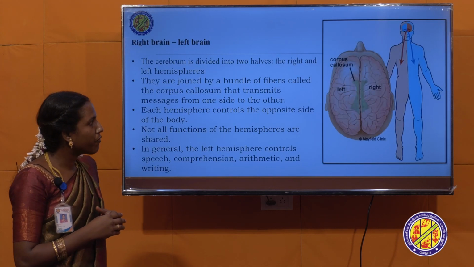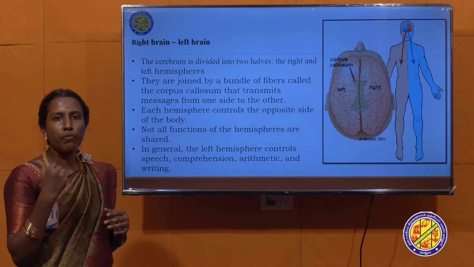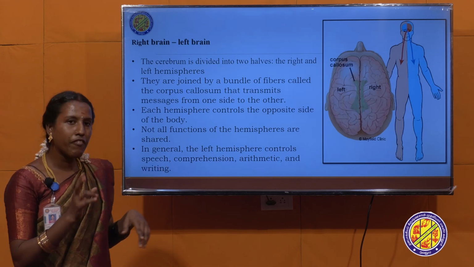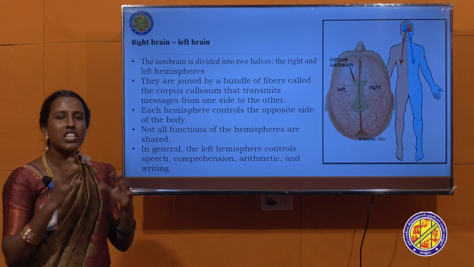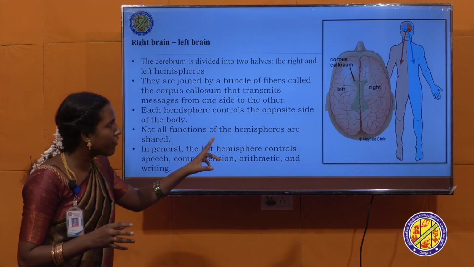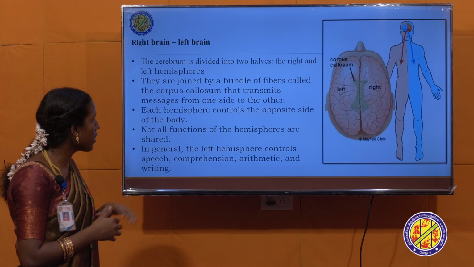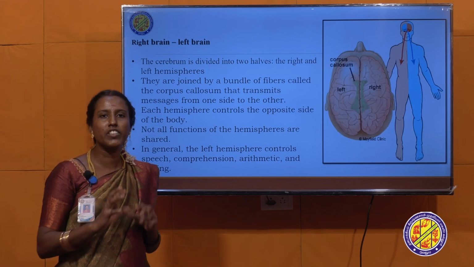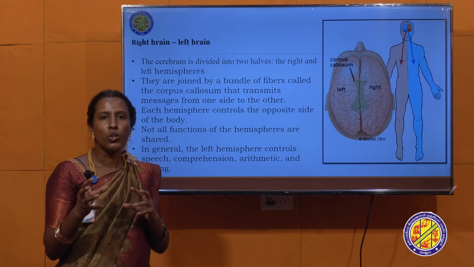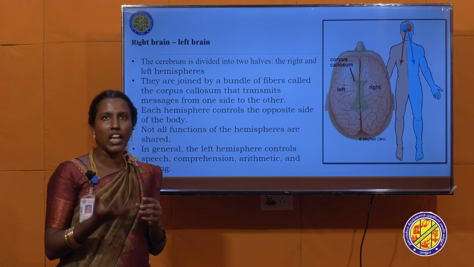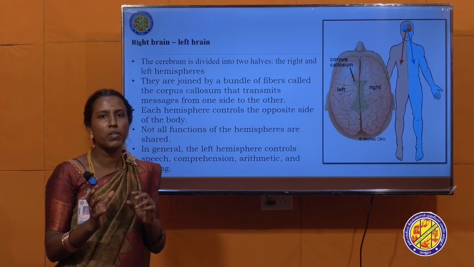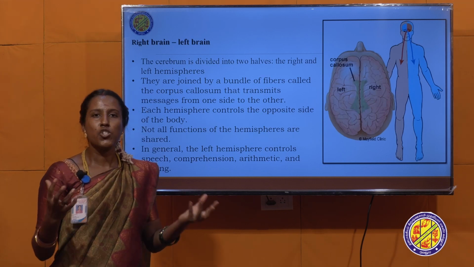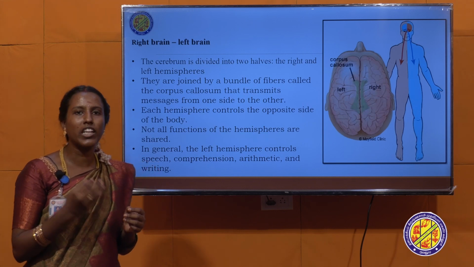The next topic is the left brain and right brain. In the previous slide we saw that the cerebrum has both, because it is the biggest part. It has a left and a right hemisphere. The right hemisphere and the left hemisphere are connected by the corpus callosum. It helps connect both hemispheres. It is like a bundle of fibers. It helps send information from one hemisphere to the other, so both are interconnected.